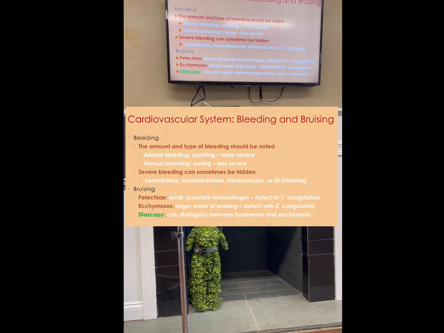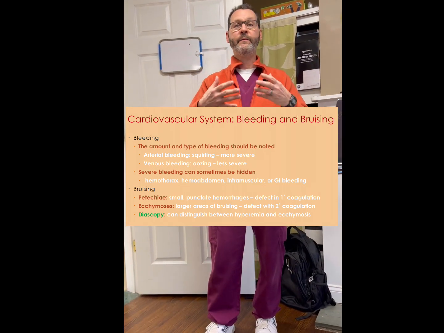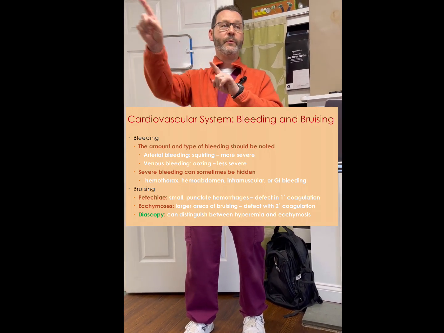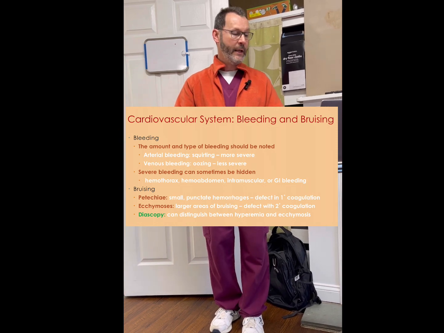All right, bleeding and bruising, this is also something very easily and quickly assessed. If there is any bleeding or bruising present, if there's bleeding, how much, and is it venous or arterial? Remember, venous blood kind of oozes, arterial blood squirts. Okay, we've all seen that in surgery when we accidentally hit a bleeder. If there is bleeding, you have to try to quantify it somehow.